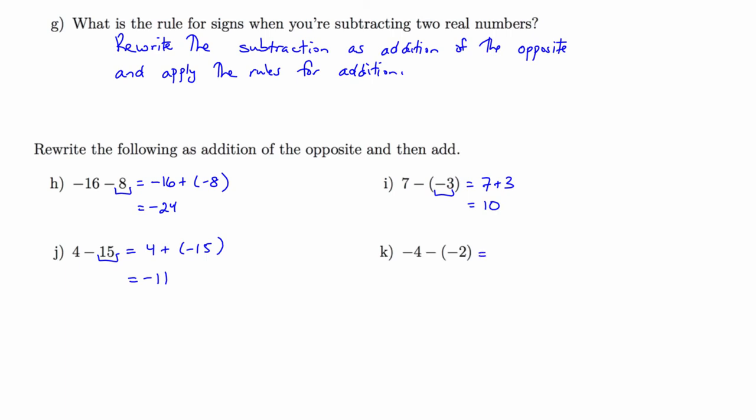In part K, 4 minus negative 2. We're subtracting negative 2, so we can rewrite this subtraction as addition of the opposite of negative 2, which is positive 2. We are now adding numbers with opposite signs. Negative 4 plus 2, so I will subtract the 2 from the 4 to obtain 2, and the negative from the 4 carries to the answer to give us a negative 2 as our final answer on K.